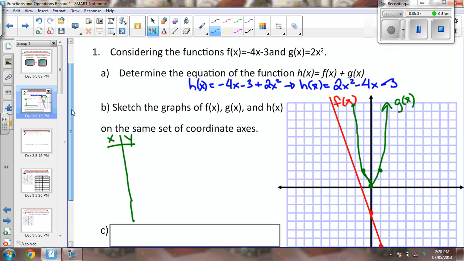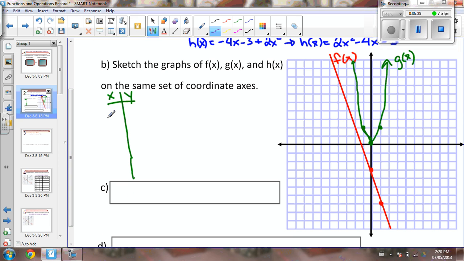Okay, so when I plug this in, I'm going to pull out some x points here. I'm going to take an x of -2, an x of -1, an x of 0, an x of 1, and an x of 2. And my y points there are 13, 3, -3, -5, and 3. So let's plot those on there, and then we're going to talk about those points.